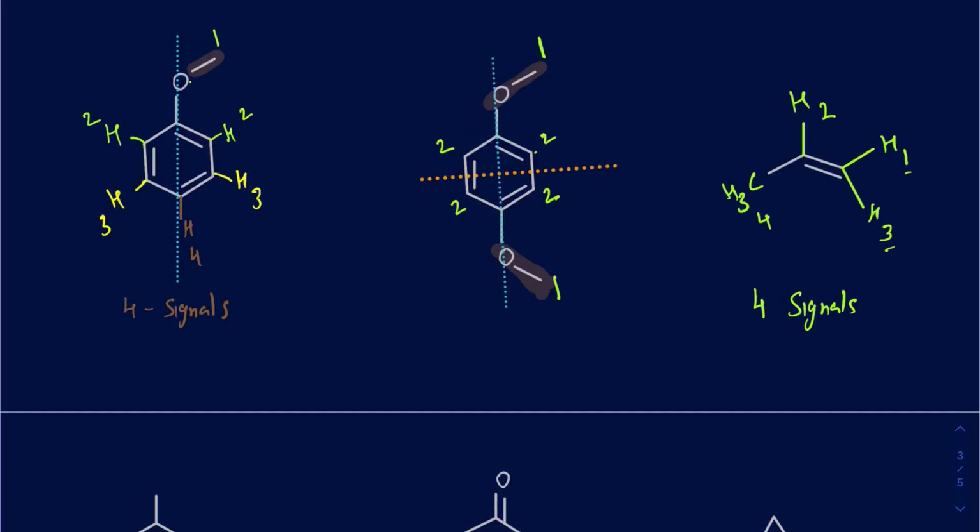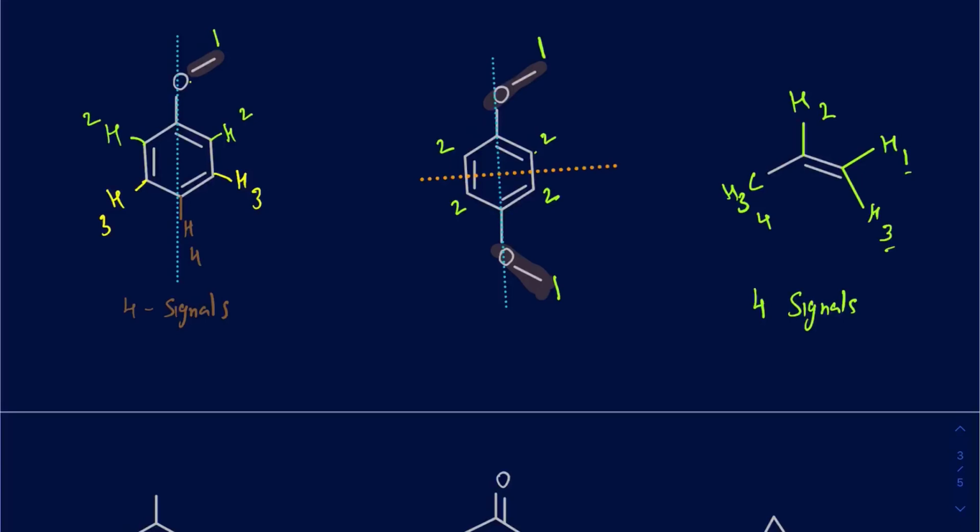So remember, anytime you have two protons on one double bonded carbon, those two protons are going to be diastereotopic if the other carbon of the double bond has different substituents on it.